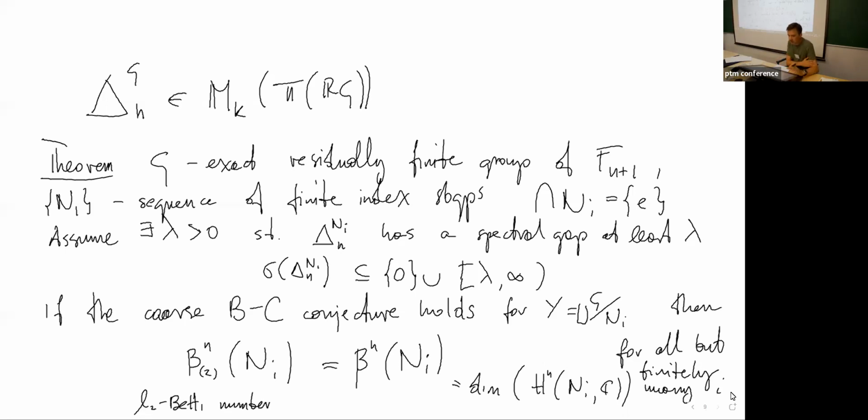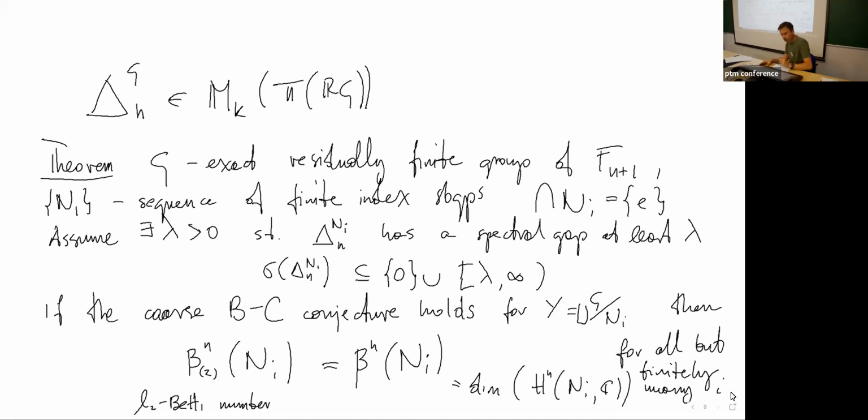So this is a statement which says the following. If we have the uniform spectral gap, now instead of having it in degree 0 for the graph Laplacians, we look at the cohomological Laplacian in degree n, and if they have a uniform spectral gap, then if the Baum-Connes conjecture holds, we have a certain statement about the Betti numbers and the L2 Betti number of these subgroups.